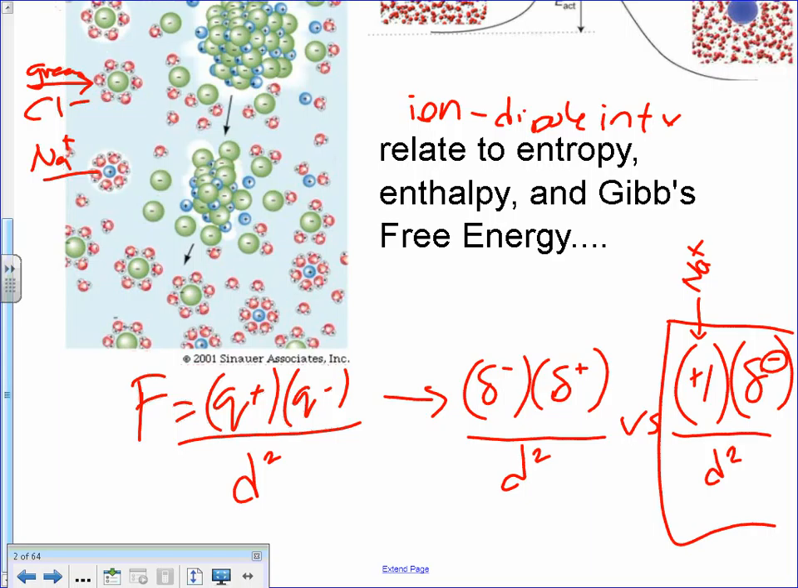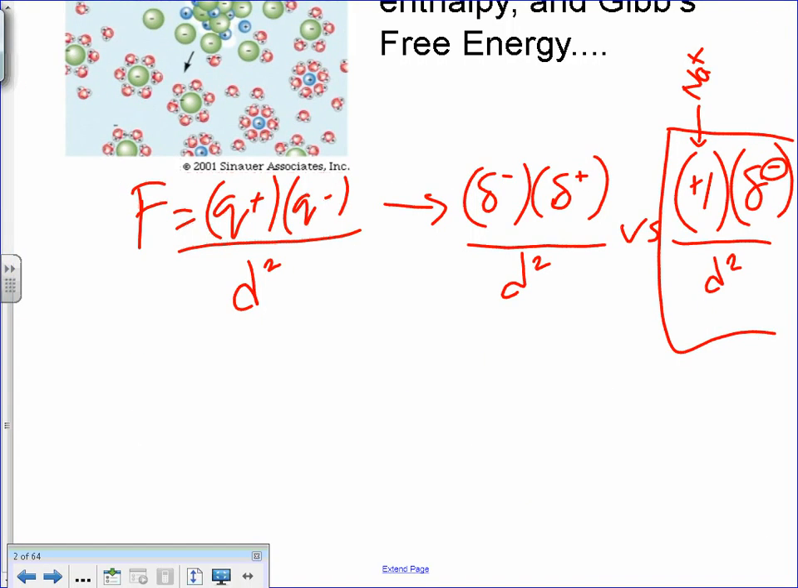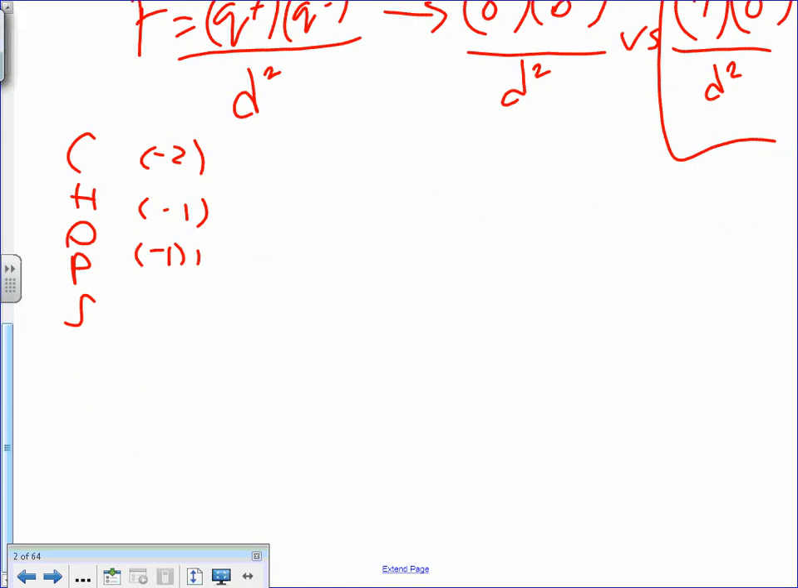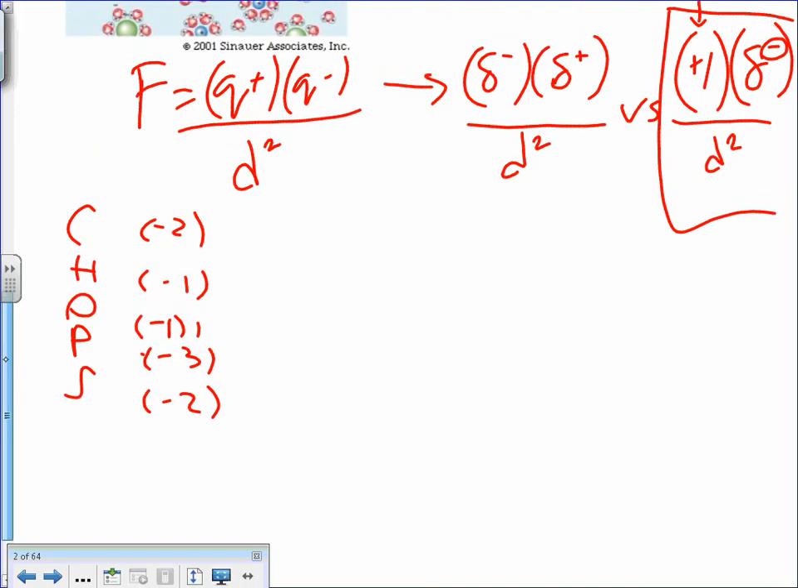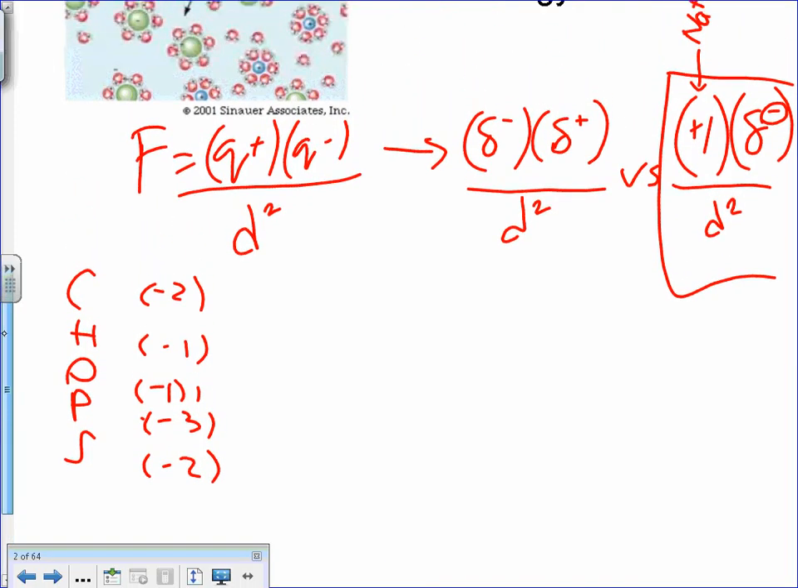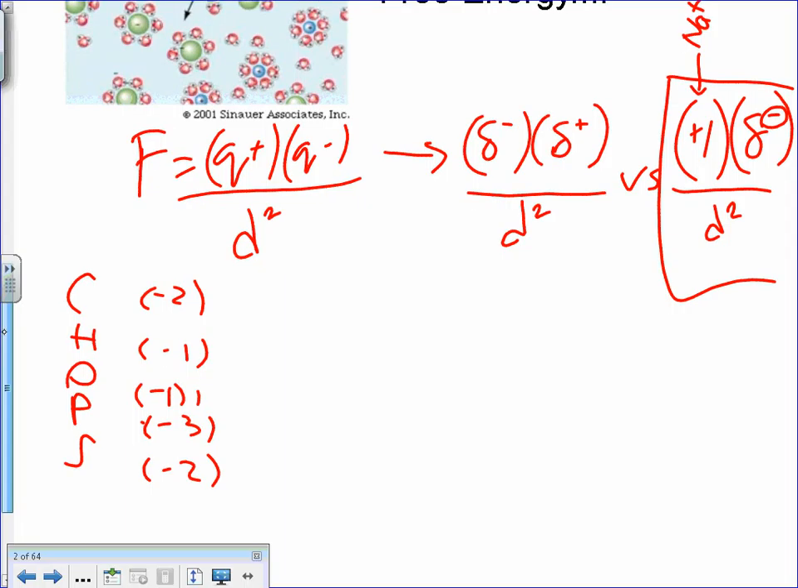Carbonates, hydroxides, oxides, phosphates, and sulfides, right. Carbonates have a -2 charge. Hydroxides -1 charge. Oxides -1 charge. Phosphates -3 charge. Sulfides -2 charge. Okay, how do you think that plays a role in whether something's soluble or not? Why am I writing these charges?